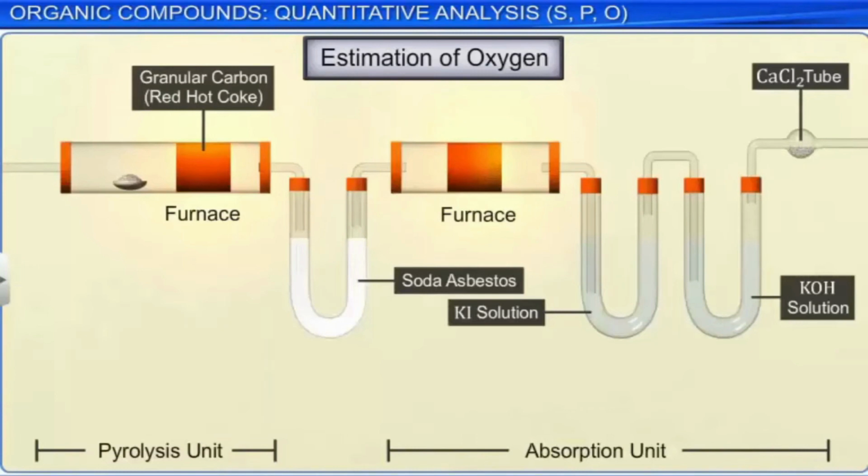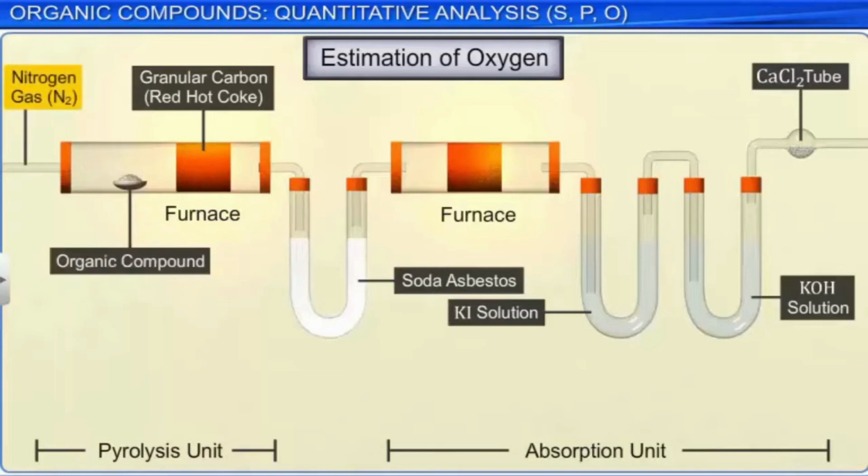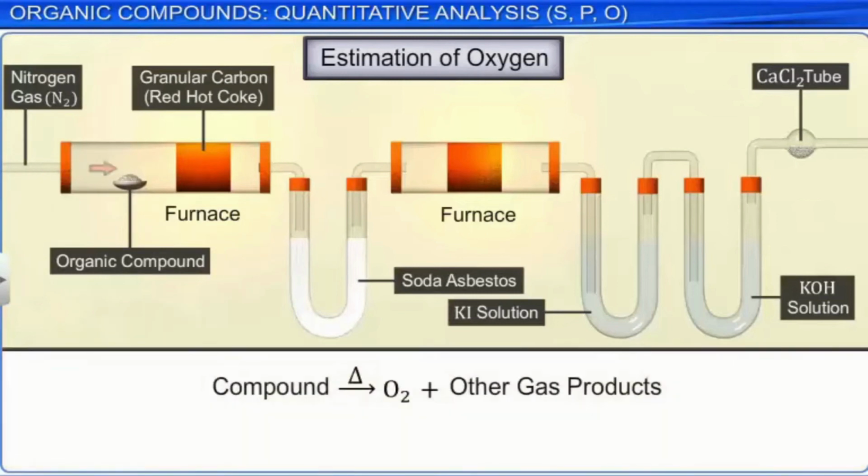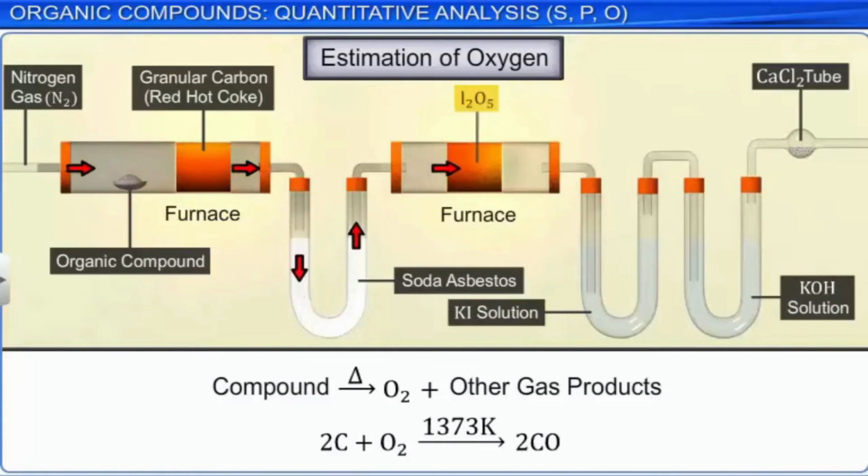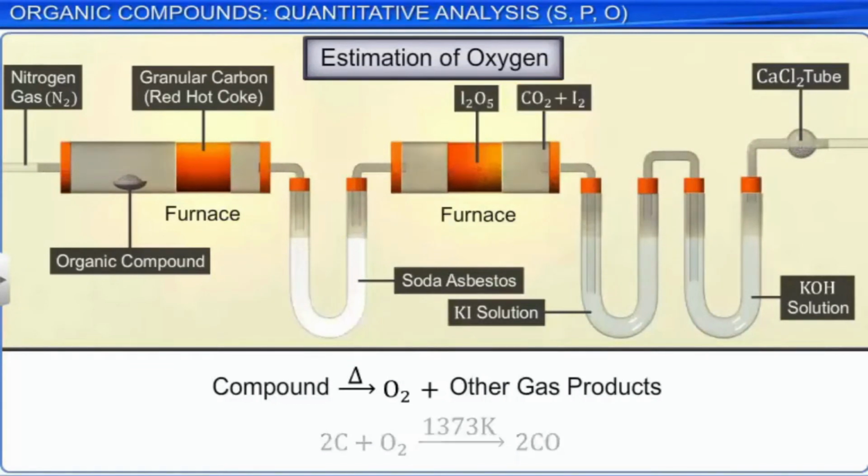For the quantitative analysis of oxygen in an organic compound, a known weight of the organic compound is heated in a stream of nitrogen gas. As a result, the organic compound gets decomposed. Then, the oxygen-containing mixture is passed over red-hot coke, where all the oxygen is converted to carbon monoxide according to the equation shown. This gaseous mixture is passed through warm iodine pentoxide when carbon monoxide is oxidized to carbon dioxide, producing iodine. This reaction may be represented as shown here.